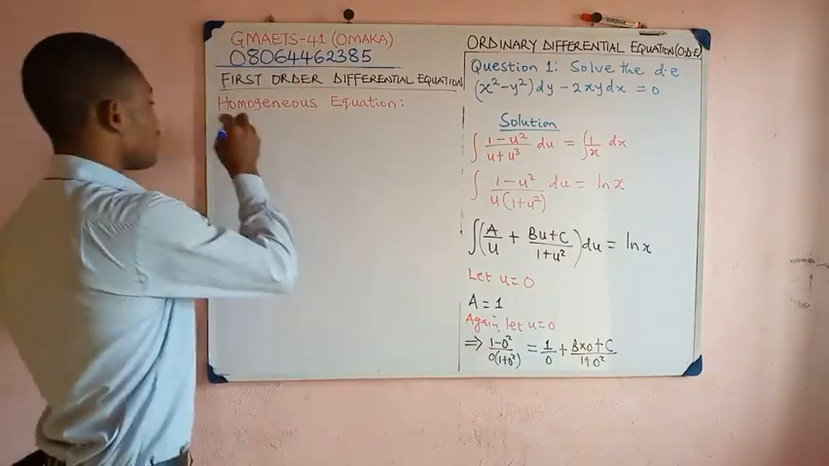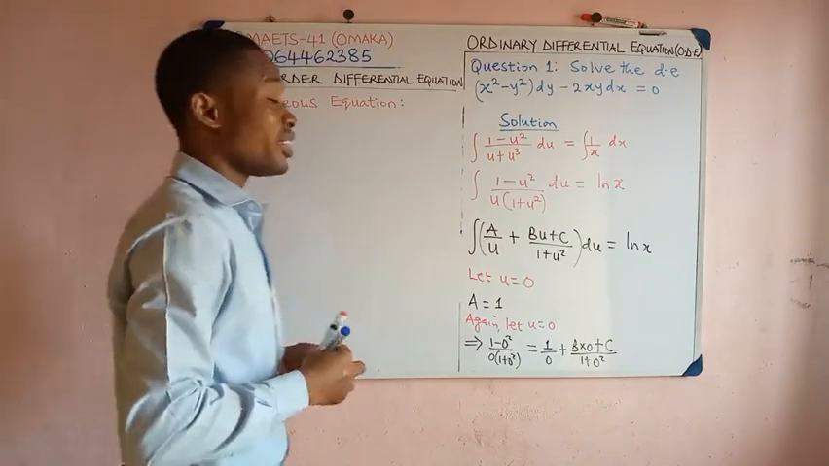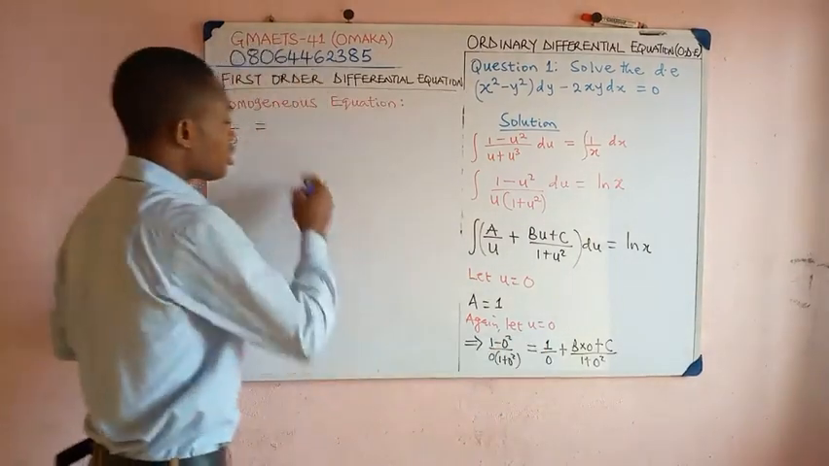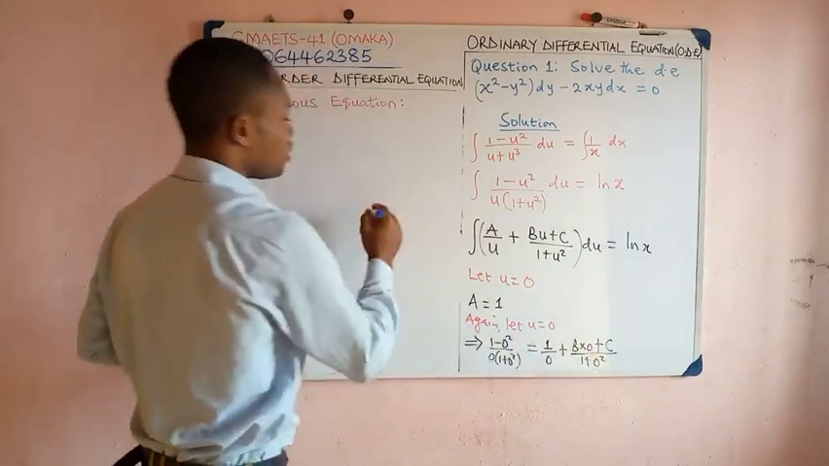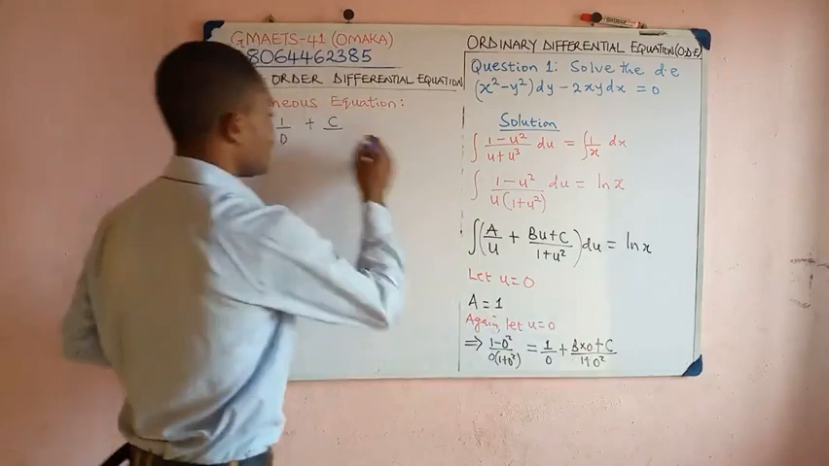This term will give us 1 over 0, which normally is supposed to be a concept of infinity or whatever. But let's see something come over here, still equal to 1 over 0. And then this will give us b times 0 is 0. 0 plus c will give us c all over 1.